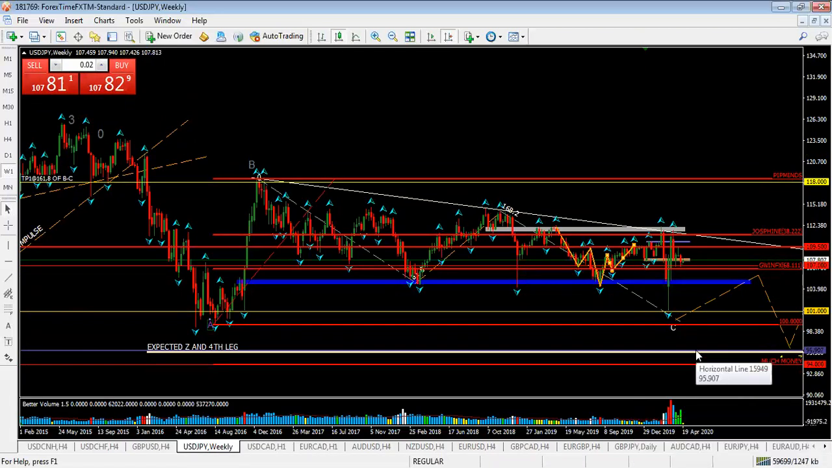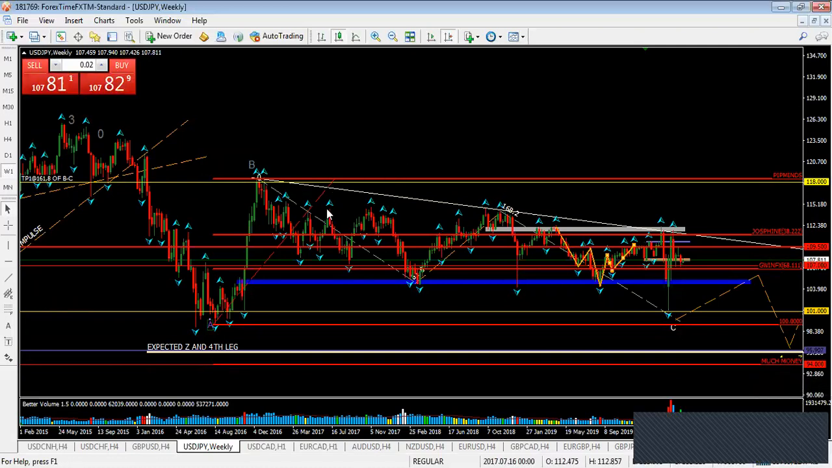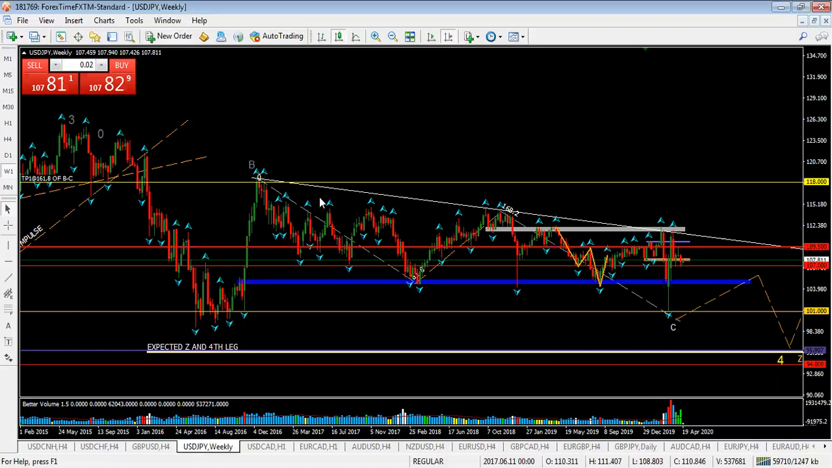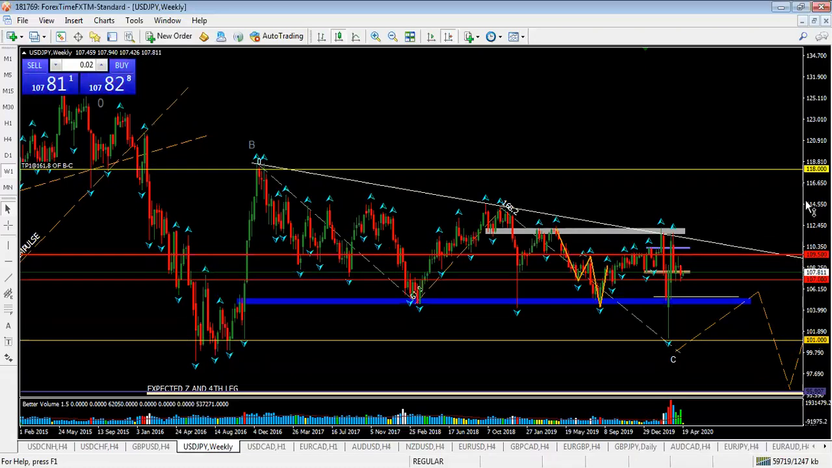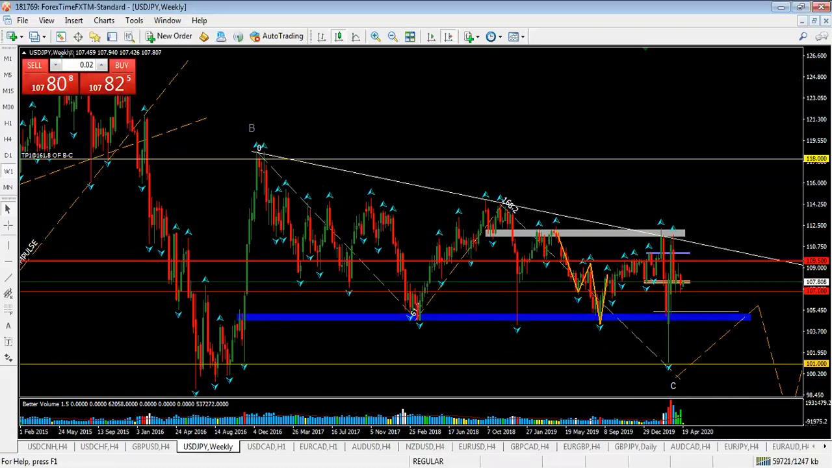We expect our C leg to be around this point, which is the 9400. So that's when we expect our C leg. We want to see the market push down to that area on the long term. And we are having confirmations that there is a clear intent of the market pushing into that zone.